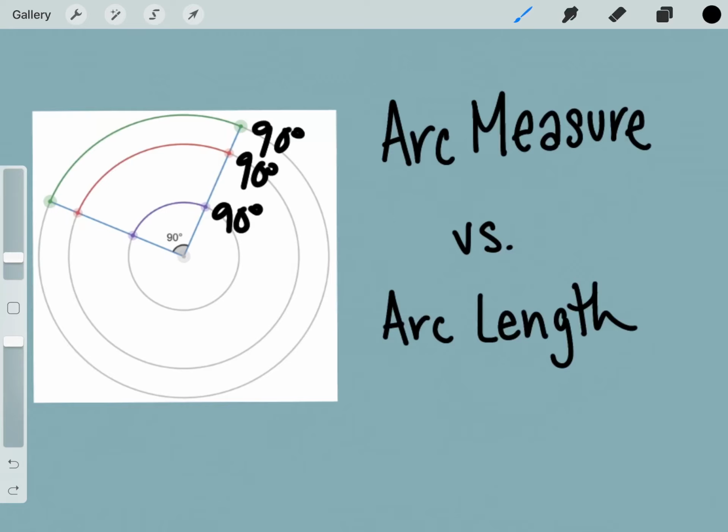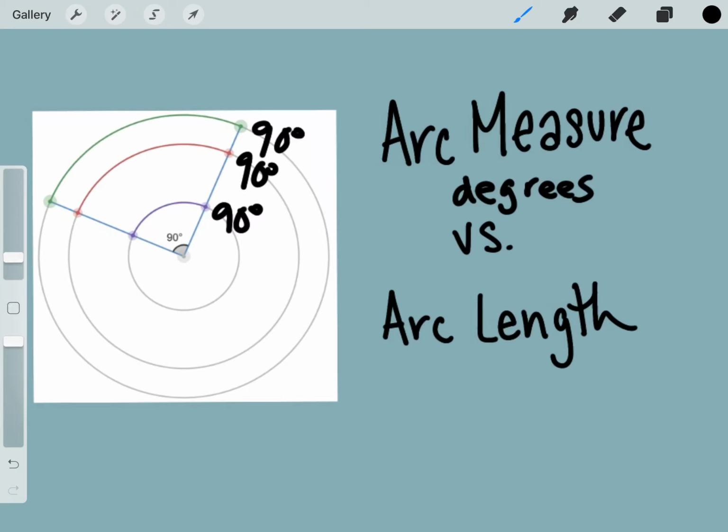Right, the biggest circle is going to have the biggest arc length. So even though they all have the same arc measure, which is measured in degrees, they don't all have the same arc length, which is measured in things like centimeters and feet and inches and those standard units of measure. And we're going to learn about how to actually calculate arc lengths today. That's what we're going to focus on.